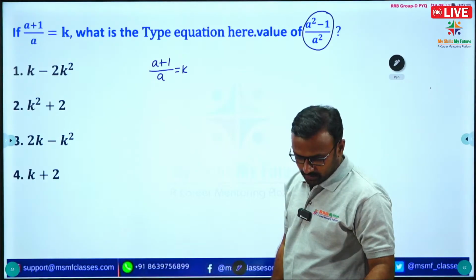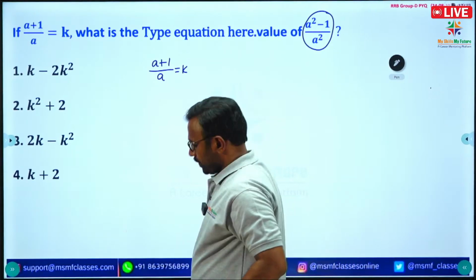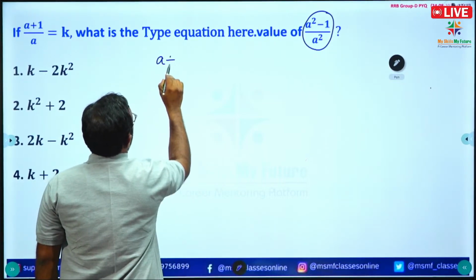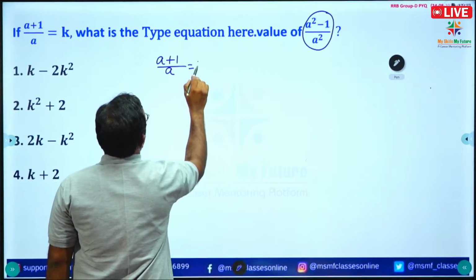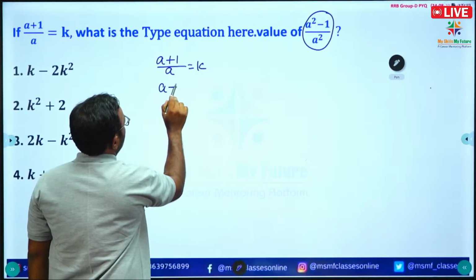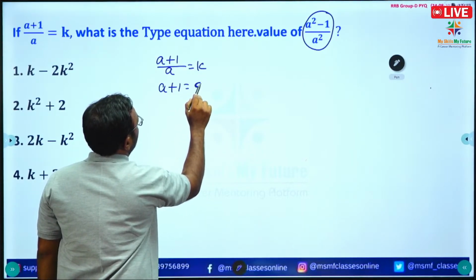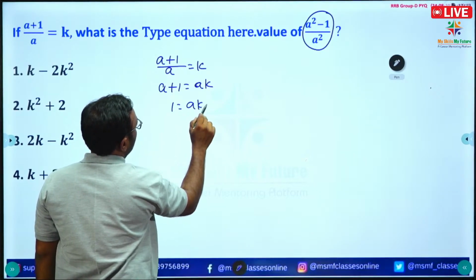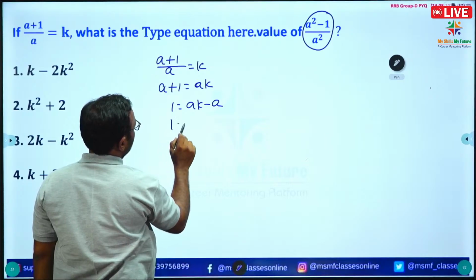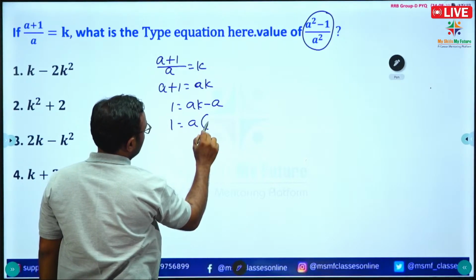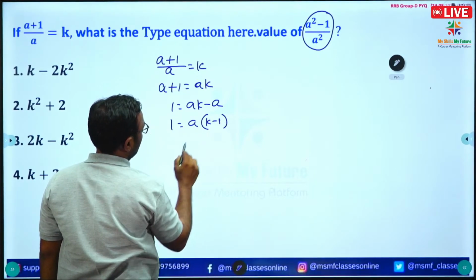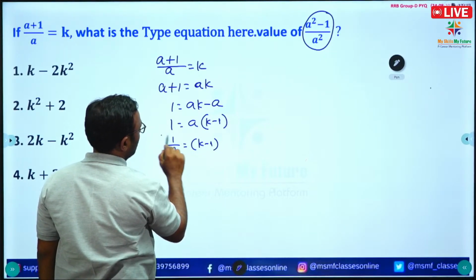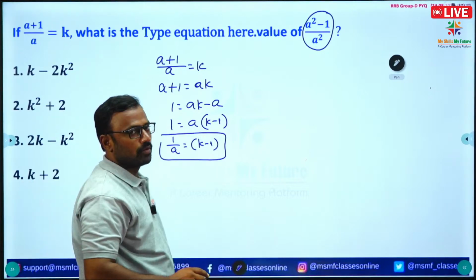See here, the given a plus 1 by a is equal to k. You can write it as a plus 1 is equal to ak. So 1 is equal to ak minus a. Taking a as common, 1 is equal to a times k minus 1. So 1 by a is equal to k minus 1.